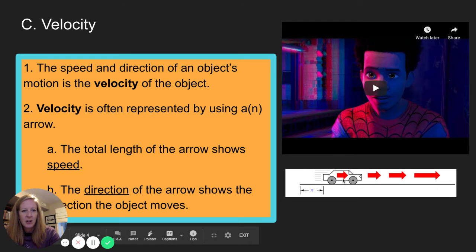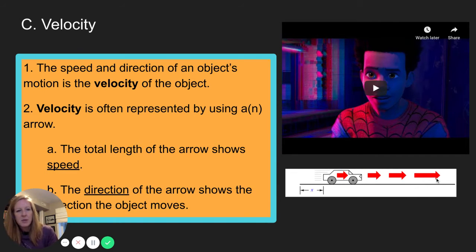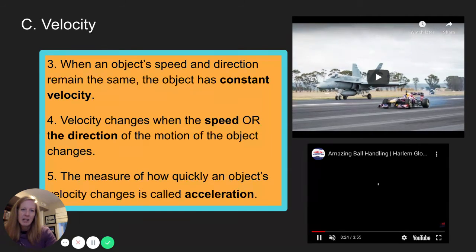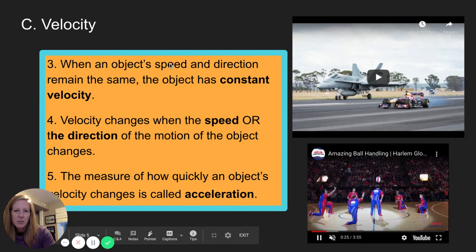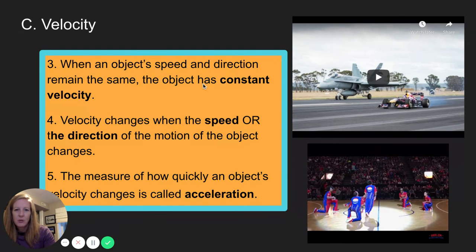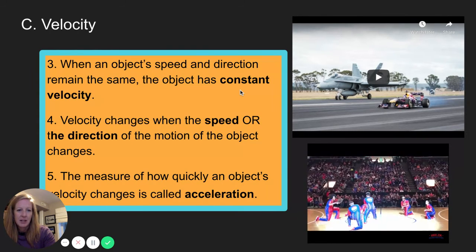If we're talking about a car, the car starts off maybe relatively slowly and gets faster. So this is a longer arrow that indicates that the speed has increased. Since it's pointing to the right, the velocity has to do with the speed in this particular direction. An object's speed and direction both have to stay exactly the same in order for an object to have constant velocity.